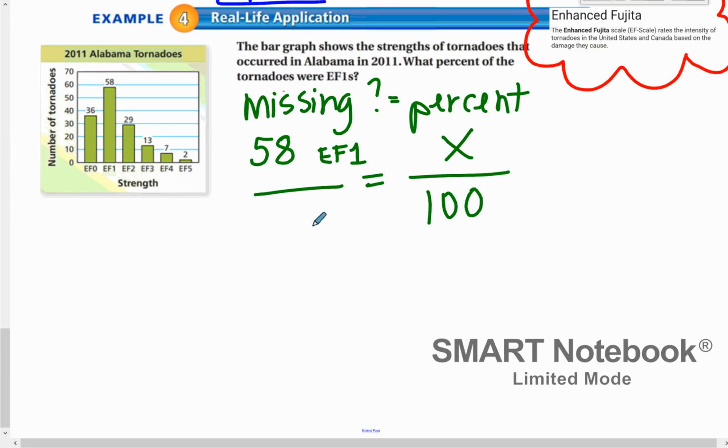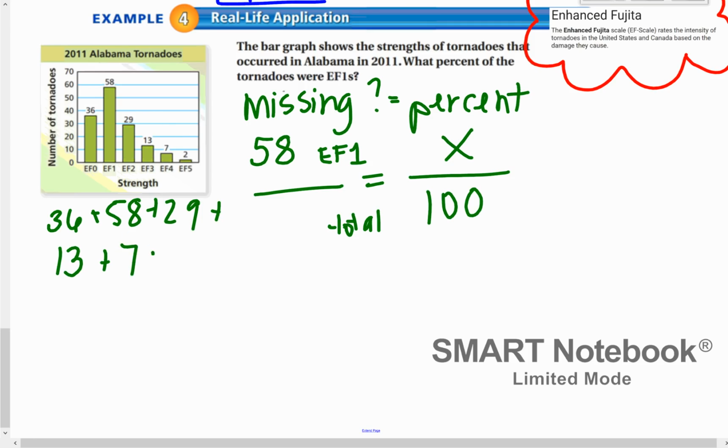Okay, so on this bottom, we need the total number of tornadoes. So what we would do is we would add up 36 plus 58 plus 29 plus 13 plus 7 plus 2 to find the total number of tornadoes. And when we add those up, we get 145 tornadoes. So that's going to be our denominator in that first fraction.